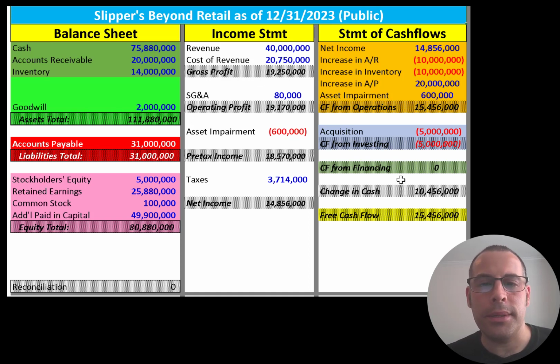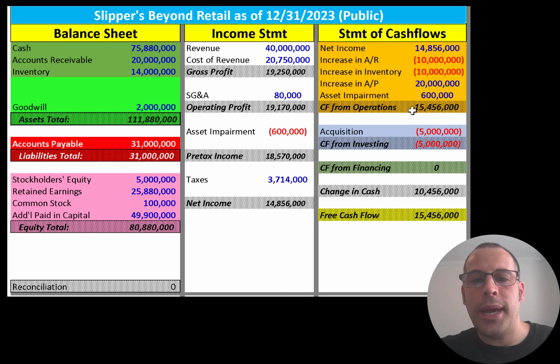But let's look at the numbers. Our net income was $14.9 million and free cash flow of $15.5 million. So our free cash flow is actually pretty close to our net income. We did have a lot of changes, but the change in accounts receivables, inventory, and accounts payable wiped each other out, because two negative $10 million and a positive $20 million. And free cash flow is only cash flow from operations minus capital expenditures. There were no capital expenditures. Acquisitions are not part of free cash flow.